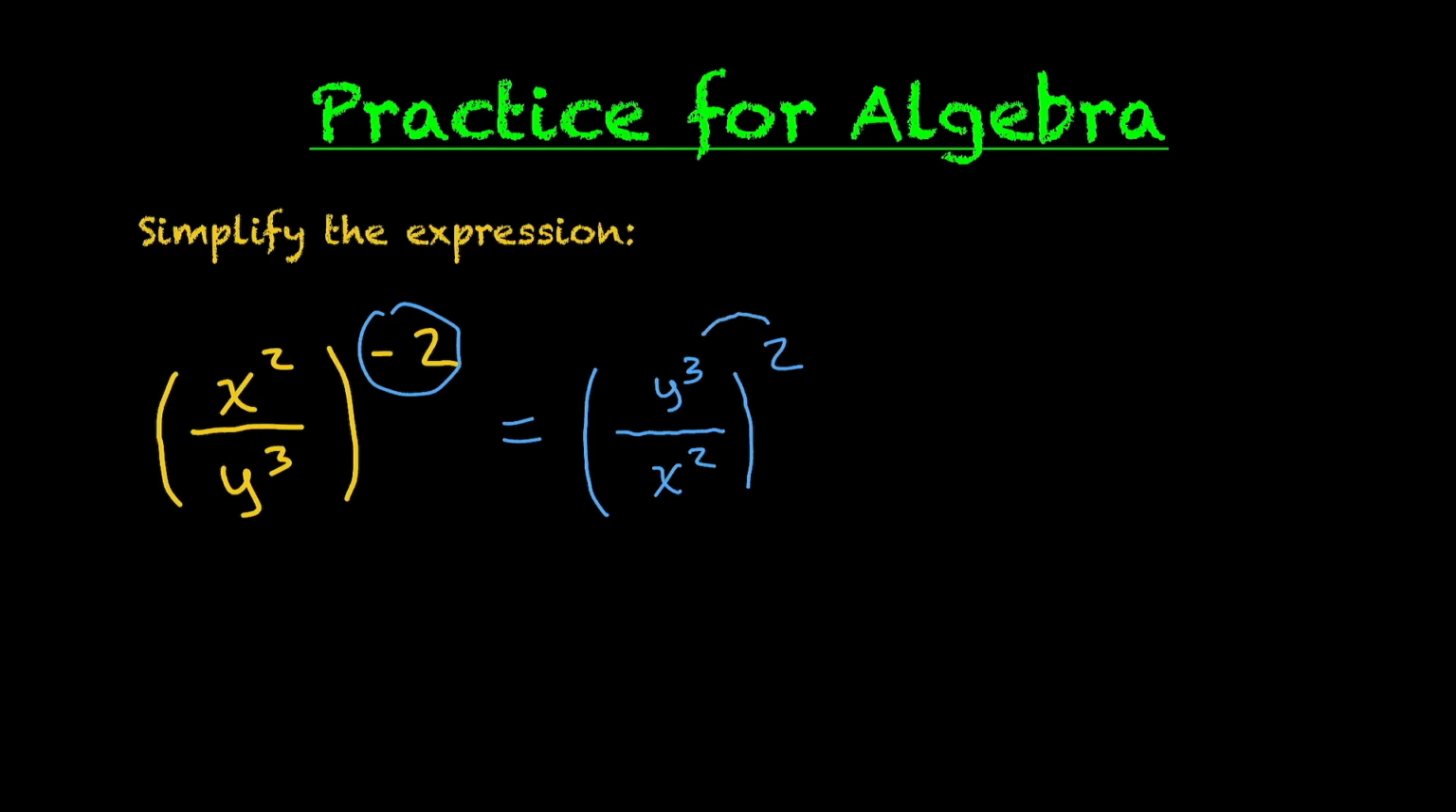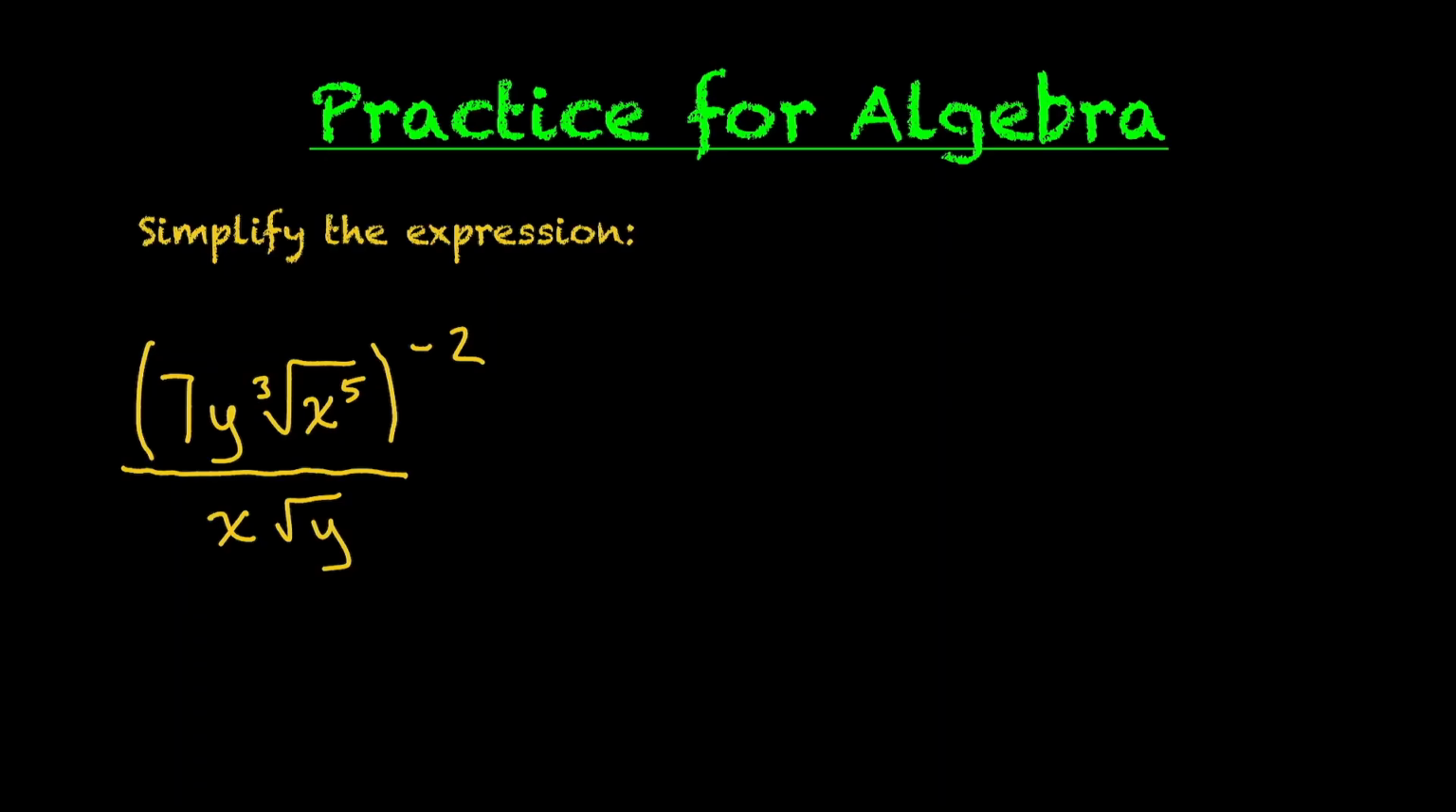And now this 2 can distribute to both of these. And again, when we raise a power to a power, we're going to multiply those powers. So we're going to get y to the 3rd squared, which is y to the 6th on the top, again multiplying those powers, and x squared squared is going to be x to the 2 times 2, or x to the 4 on the bottom.